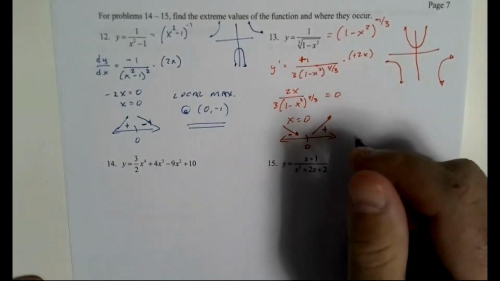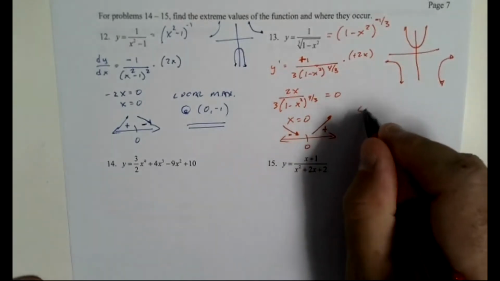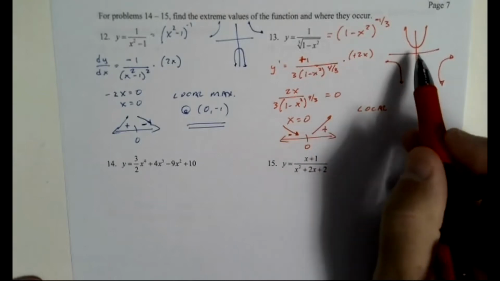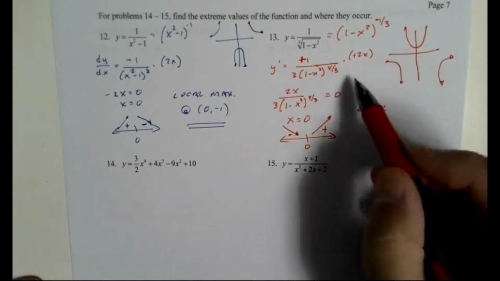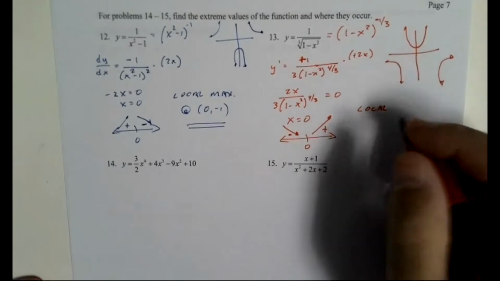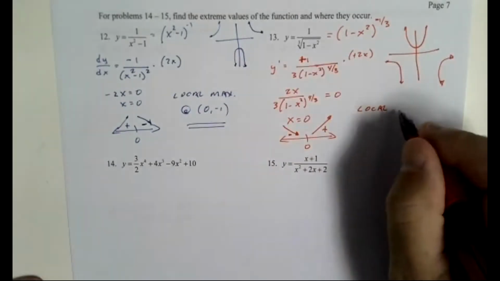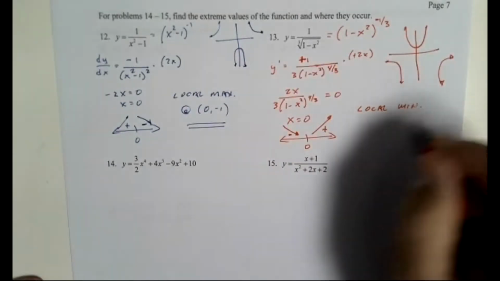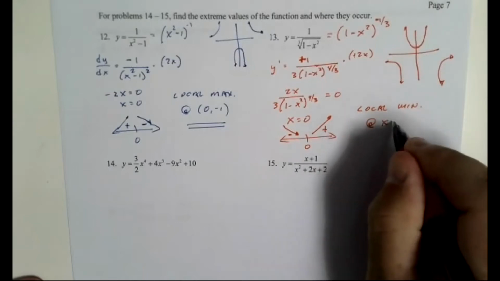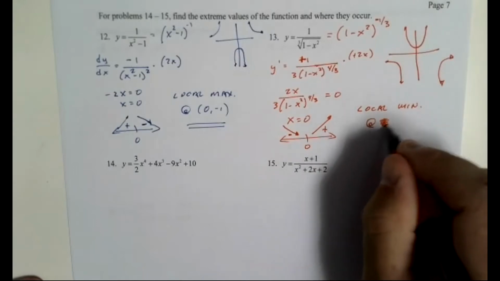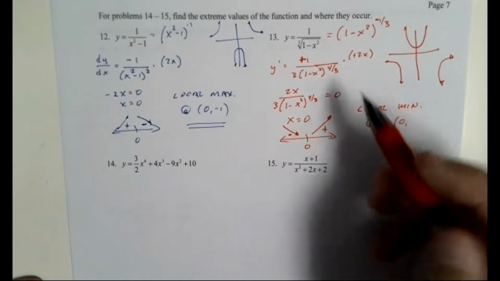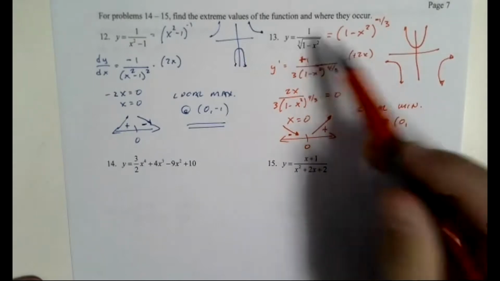So we have a local min. Notice what I said, my answer key was wrong because I was just looking at the graph when I first did this. So you always got to do this properly. Local min at x equals 0, comma, plug in 0, 1.